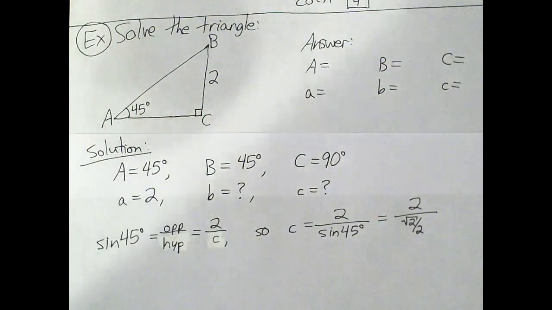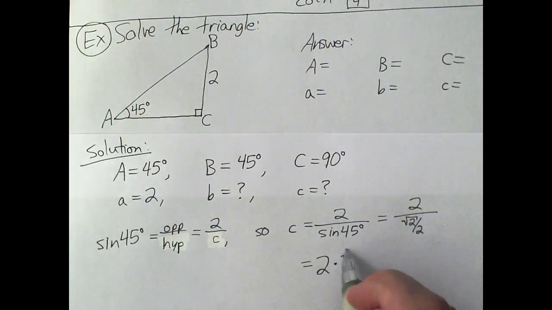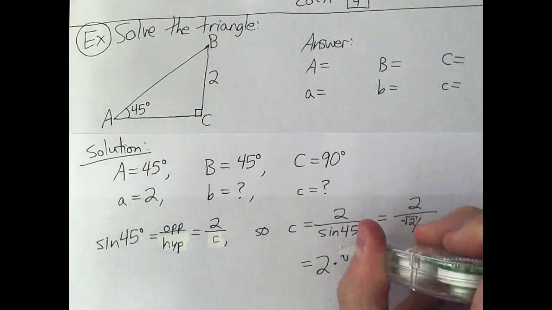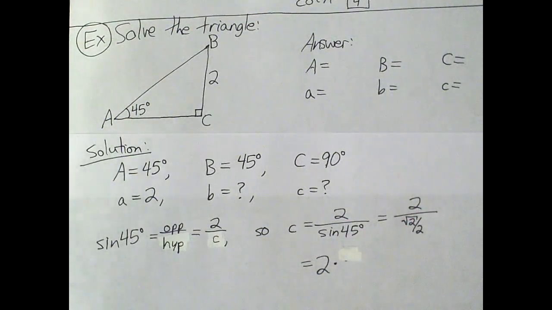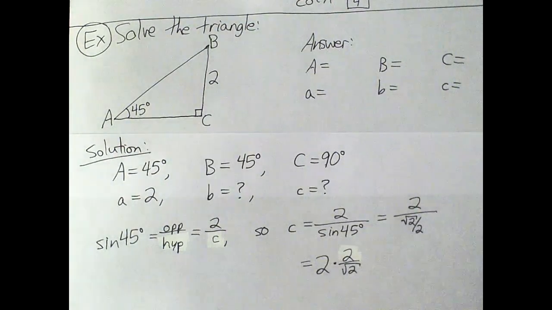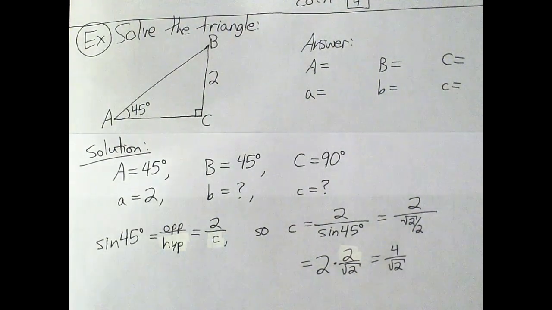Of course, I don't want to leave it like that. I want to try to fix this up. What's a good way for us to deal with this? Maybe we could write it as 2 times... let's multiply by the reciprocal. Instead of dividing by a fraction, multiply by the reciprocal. So 2 over the root of 2. 2 times 2 is 4. So we know part of this, right? This is 4 over the root of 2. That already looks better to me.